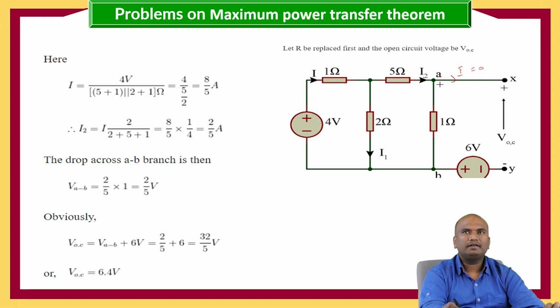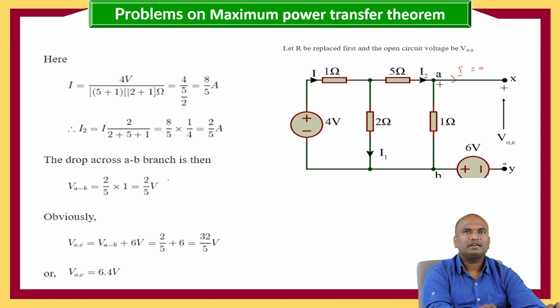Now we need to calculate the current I2, the current flowing through the 5 ohms and 1 ohm series combination. For that, I2 is equal to I into opposite resistance 2 divided by 2 plus 5 plus 1, which is equal to 8 by 5 into 1 by 4, which is equal to 2 by 5 amperes. Now, the drop across the AB branch, VAB, is equal to 2 by 5 into 1, which is equal to 2 by 5 volts.